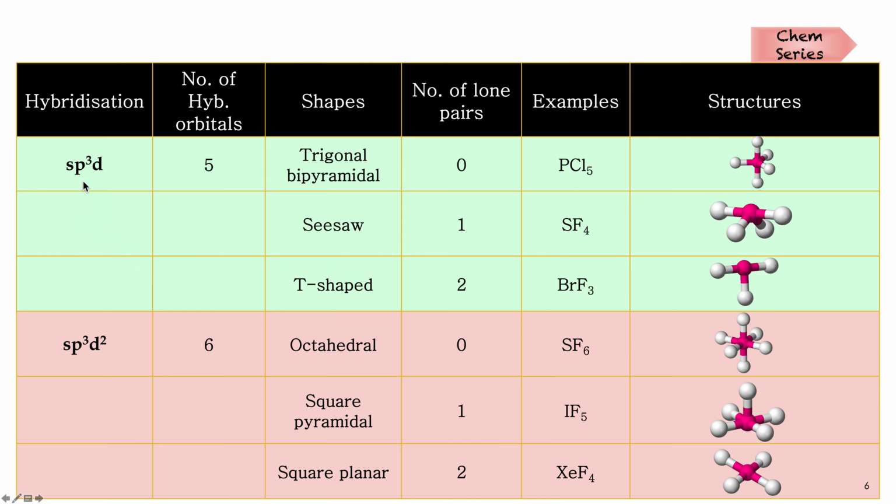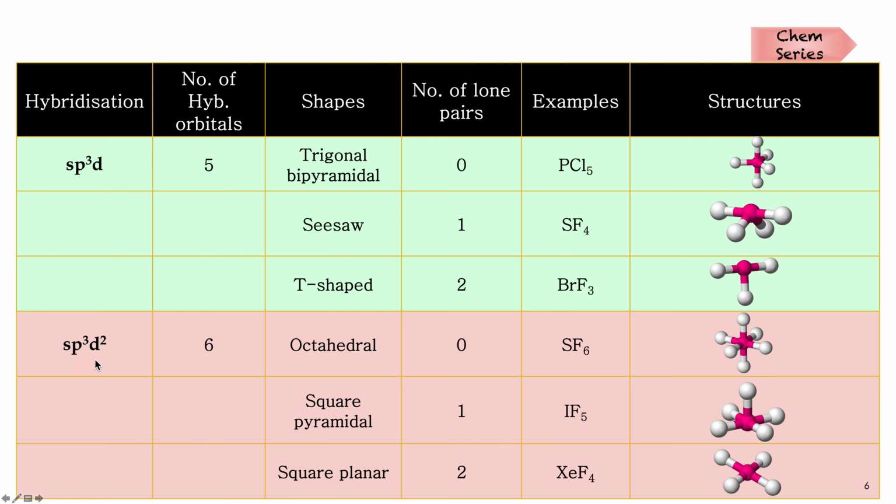For sp3d hybridization, when we have no lone pairs, it will be trigonal bipyramidal, for example PCl5. When this atom is being replaced by a lone pair, it will be seesaw, for example SF4. When this atom is also being replaced by a lone pair, it will be T-shaped. Why is it being replaced here? Because it will be more stable, that's why.